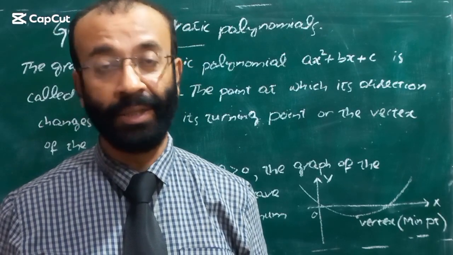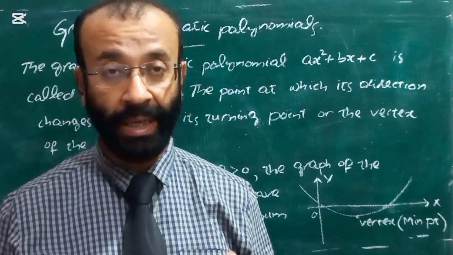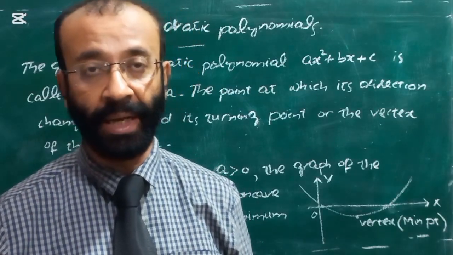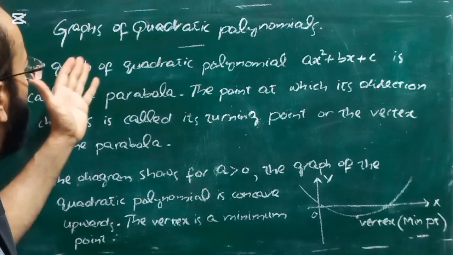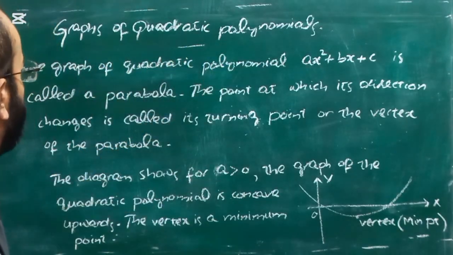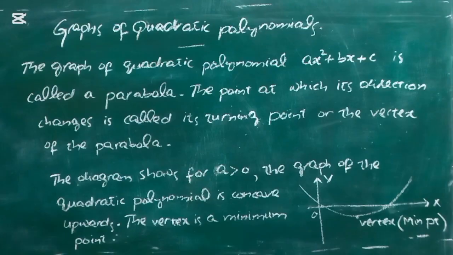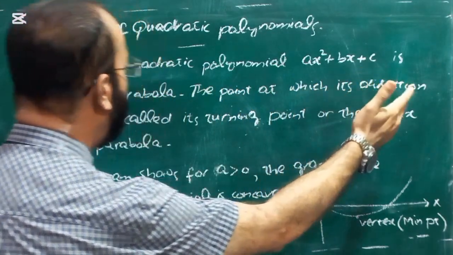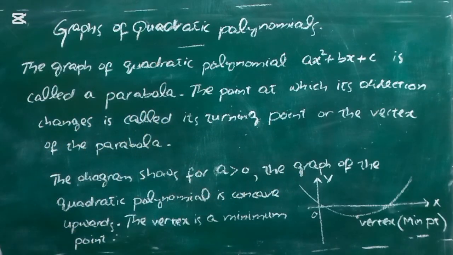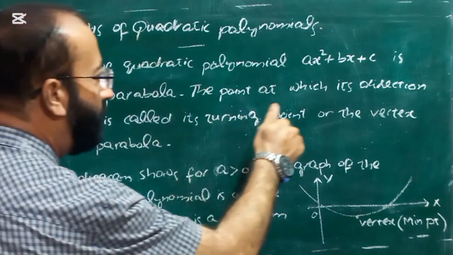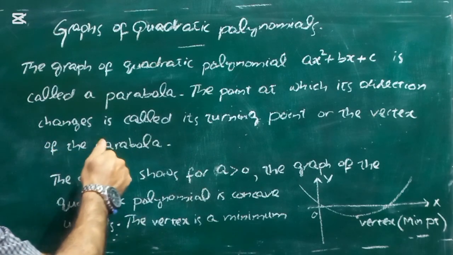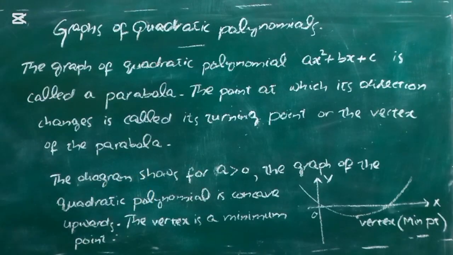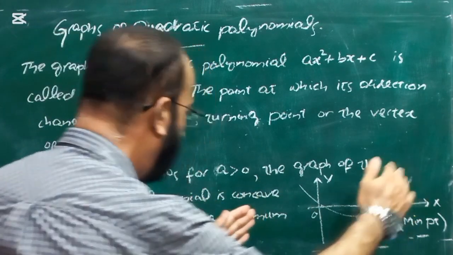Good morning, students. The new topic which we are going to start in the topic of quadratics in the subject of Pure Mathematics 1 in A levels is graphs of the quadratic polynomials. So concentrate. We are going to start. The graph of a quadratic polynomial ax² + bx + c is called a parabola. The point at which its direction changes is called its turning point or the vertex of the parabola. So here is a parabola.